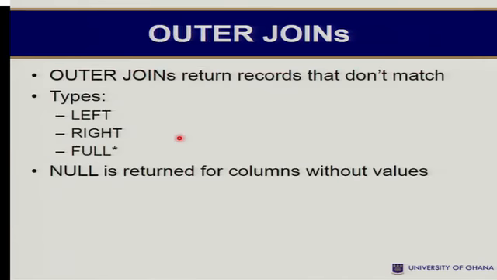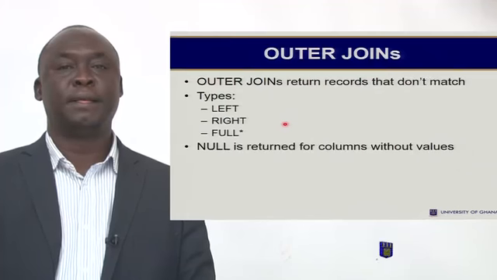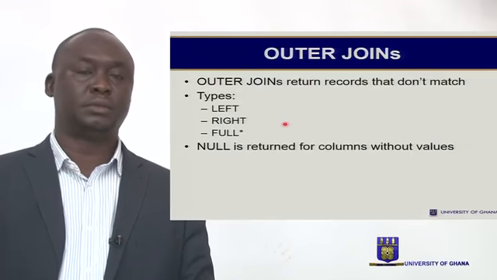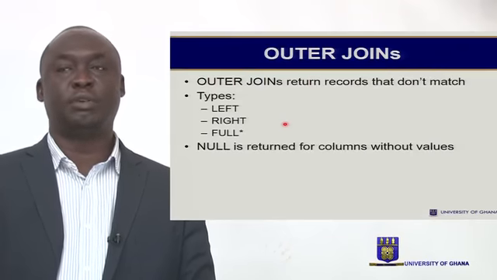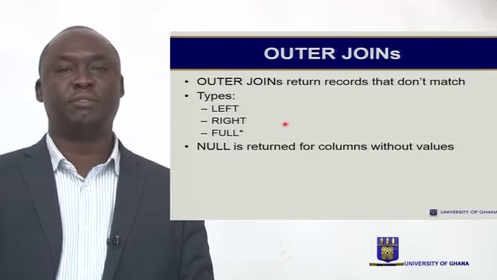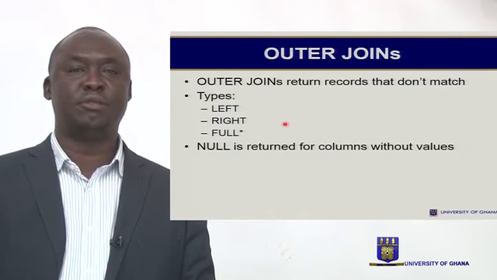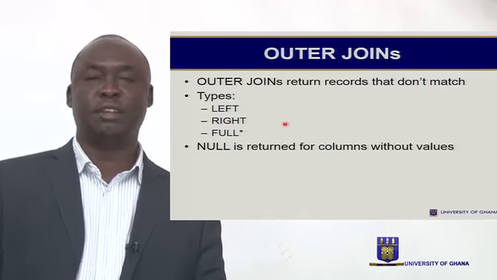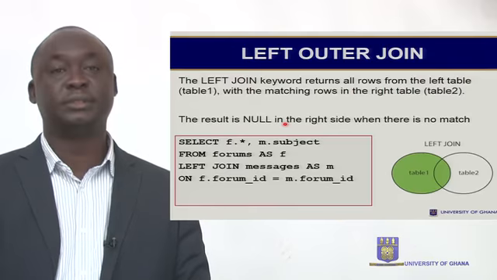The outer join. The outer join returns records that don't match. So there are three types of outer join. You have left outer join, you have right outer join, and then you have full outer join. Null is returned for columns without values in outer joins.